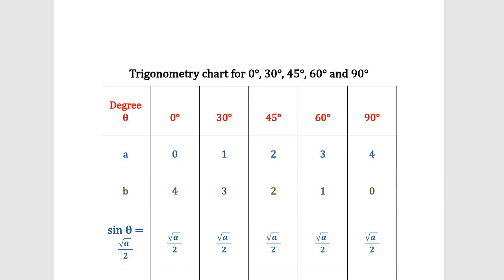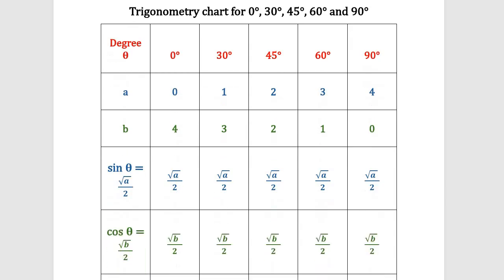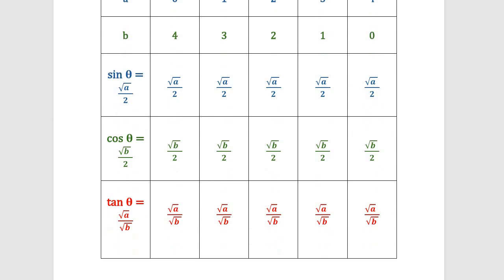Next, we define B in opposite way of A. B starts from 4 and ends at 0. By using this A and B, we can get the ratios of sin theta, cos theta and tan theta. Sin theta equals square root of a by 2, cos theta equals square root of b by 2 and tan theta equals square root of a by square root of b.